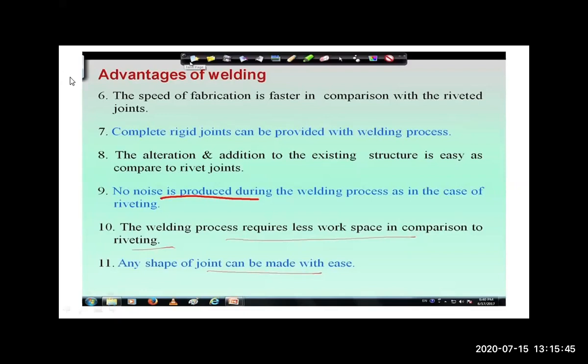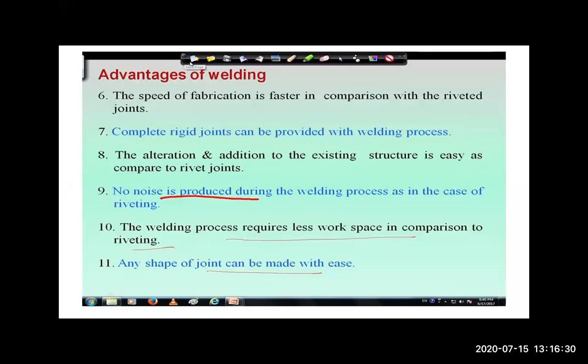Then next, number 7, a complete rigid joint can be provided with the welding process. So there is no flexible joint; the joint is rigid. If we connect two members, place them one above or in front of the other, and weld, then the joint will be rigid. In the bolted connection, there is a flexible joint. There may be loosening of the bolt and nut, and there may be chances of losing the connection. So there is a flexible joint. Here, once we weld the members, that joint is a rigid joint.